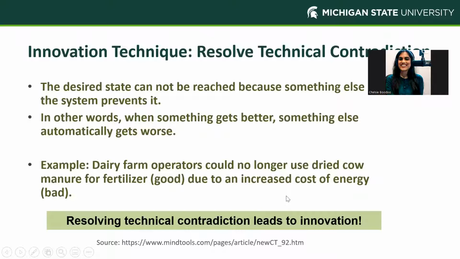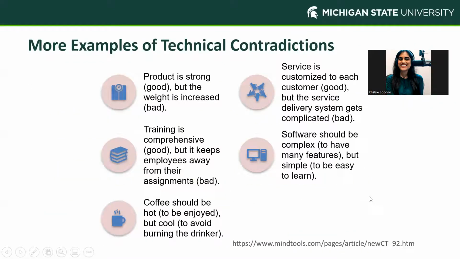Now, if you can resolve this technical contradiction, that will lead you to innovation. In other words, a solution to this would be good and also good, not bad. So once you're in that position, that is a resolution of the technical contradiction, and that leads to innovation.